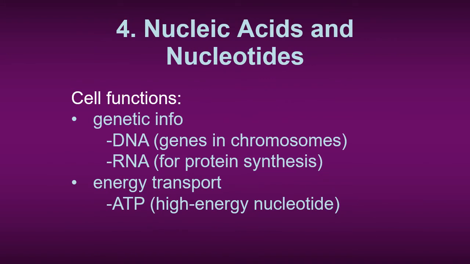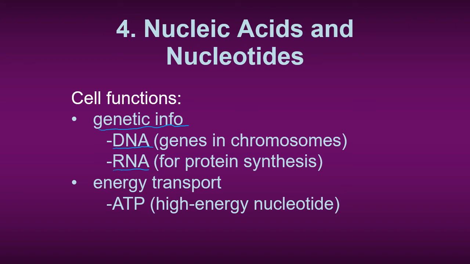Nucleic acids, and getting to our nucleotides. Nucleic acids bring about our ability to store information within the cells themselves. And so cellular function-wise, nucleic acids and nucleotides help in genetic information. So we're going to store information within them, and it comes in two varieties, either deoxyribonucleic acid or ribonucleic acid. And so two different kinds and two different uses for them.